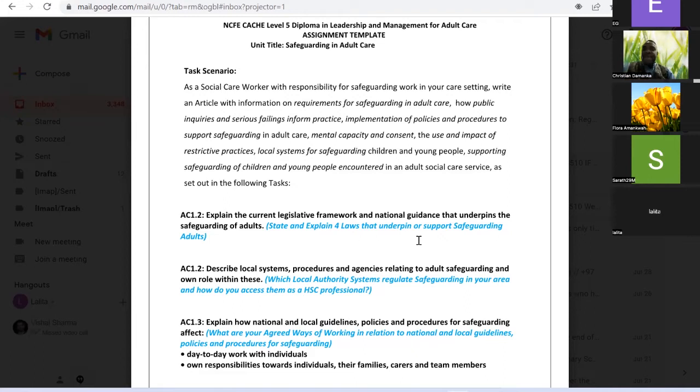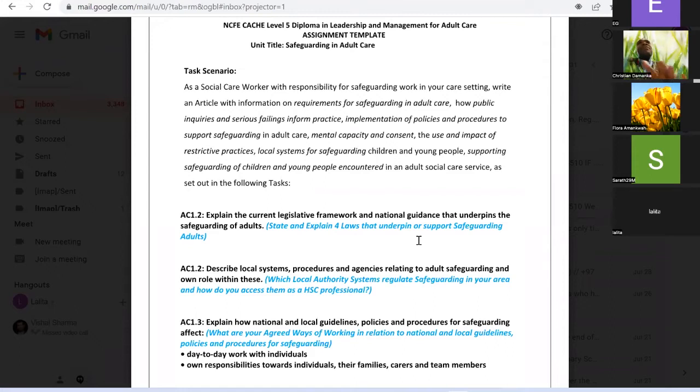Then the second question, which is AC 1.2, describe local systems, procedures, and agencies relating to adult safeguarding and own role within this. It's a lot of words, but you only have to look at the key things in this question and just focus on that. Forget about the fact that it's a long sentence. Simply it's saying which local authority systems regulate safeguarding in your local area? That's the first part of the question.